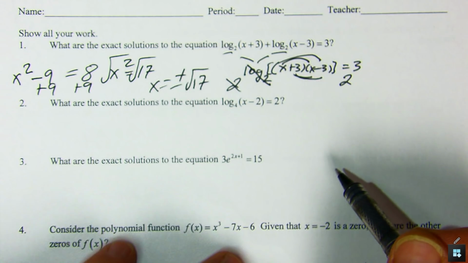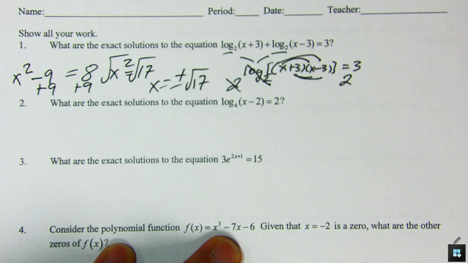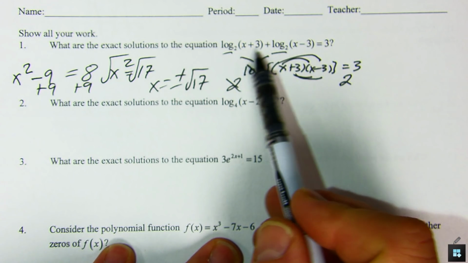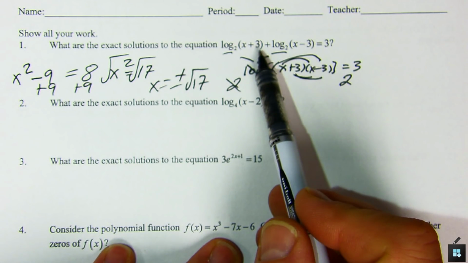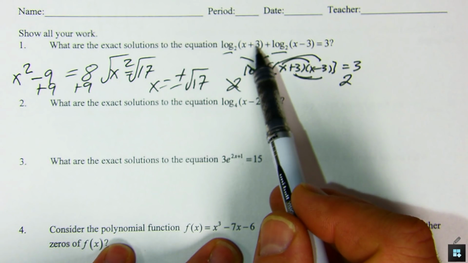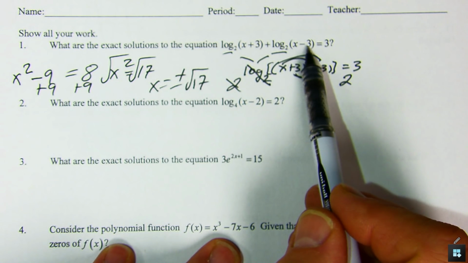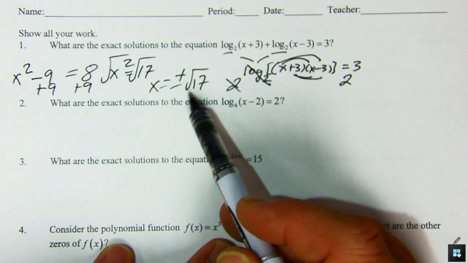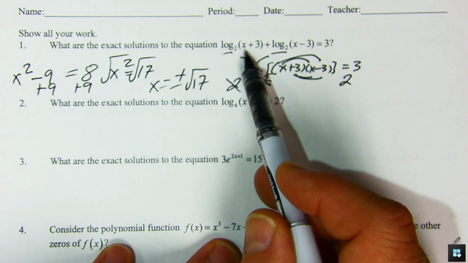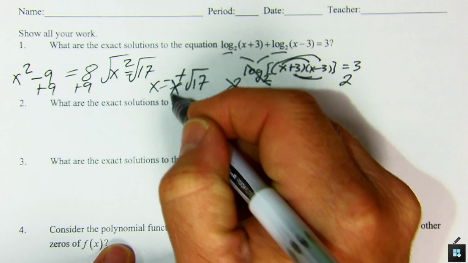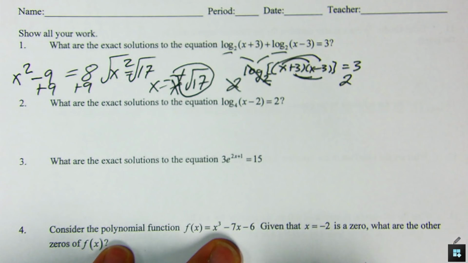The only thing now I need to do is check and make sure that when I plug the square root of 17 in for x, I don't end up with 0 or a negative, because I cannot take the log of 0 or negative. So the square root of 17 is a little bit bigger than 4. A little bit bigger than 4 plus 3 is positive. A little bigger than 4 minus 3 is positive. Square root of 17 is good. Negative square root of 17 is a little bit bigger than negative 4. A little bit bigger than negative 4 plus 3 is negative. Negative is out. Positive square root of 17 is my only answer. And we're done. Exact solutions to this equation.